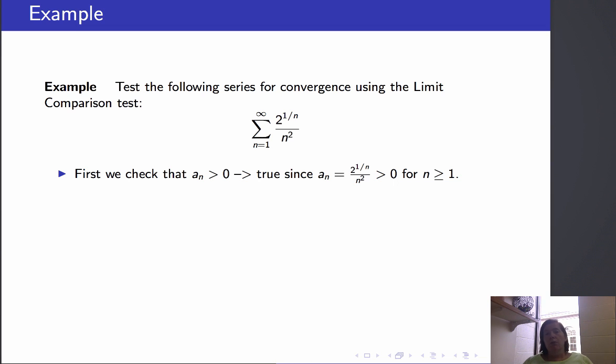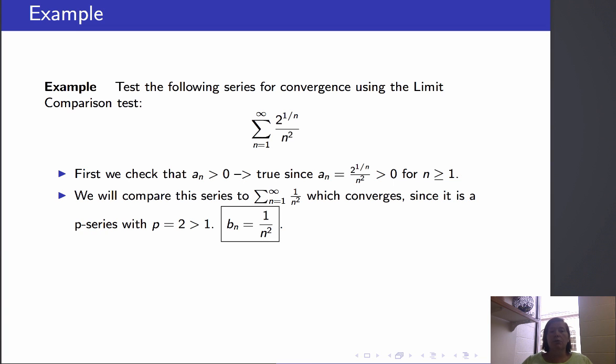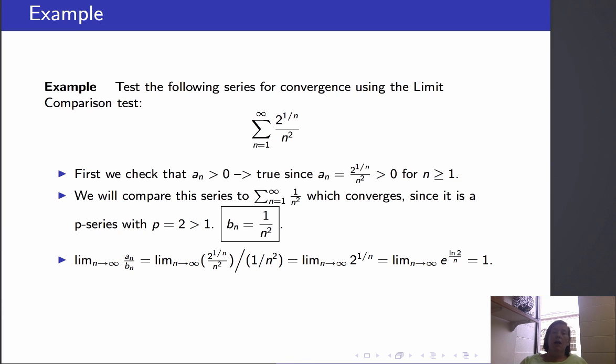As always, we should check if the terms are positive as n approaches infinity, and this is true. 2 to the 1 over n squared is going to be greater than 0 for n greater than or equal to 1. And we know that the sum of 1 over n squared converges since it's a p-series with p equals 2. So to compare our given series to this one, we take the limit as n goes to infinity of 2 to the 1 over n squared divided by 1 over n squared.